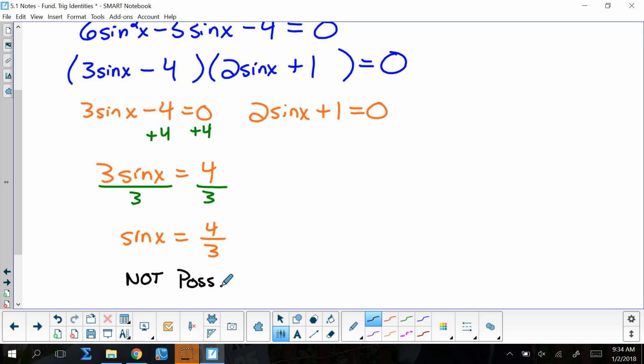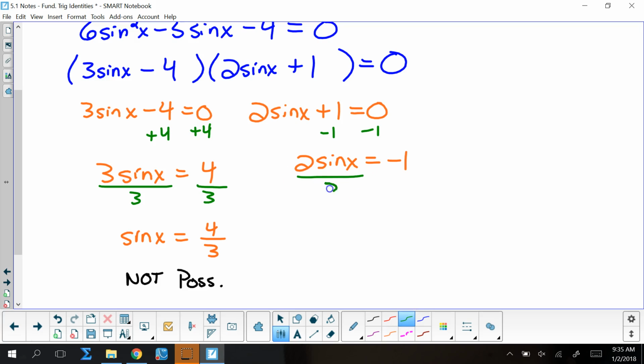Okay? I would say, yeah, it doesn't matter either way because I wouldn't look at that as the answer. You know what I mean? Okay? So then over here, I would subtract 1. So then that would give me 2 sine of x equals negative 1. Then I would divide both sides by 2. And that would give me the sine of x equals negative 1/2.